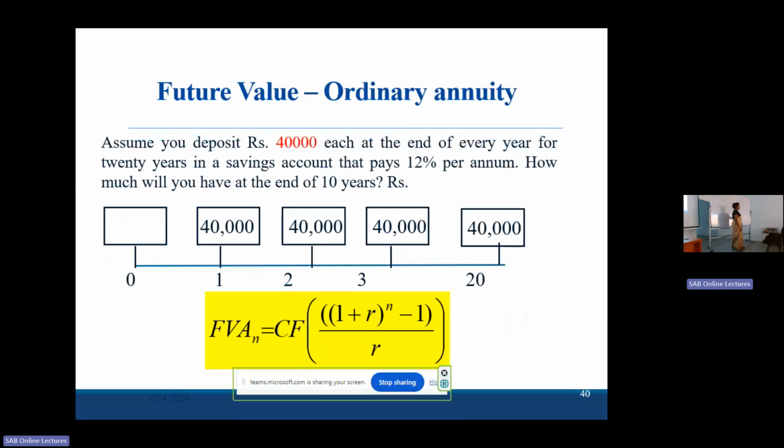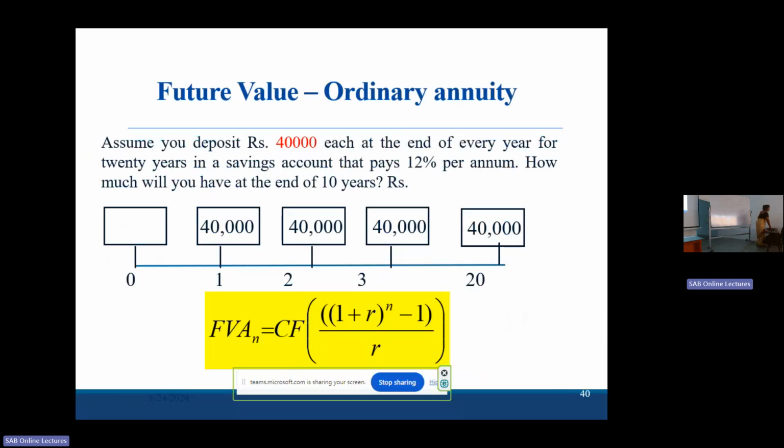Either you can use the table value or you can calculate this annuity factor using this formula. From the table you can extract without much trouble. But anyway, for the exam you are not given a table, so you have to use this formula to get the annuity factor for the future value of annuity cash flows. Right, so let's apply the formula first and calculate the value for this example.